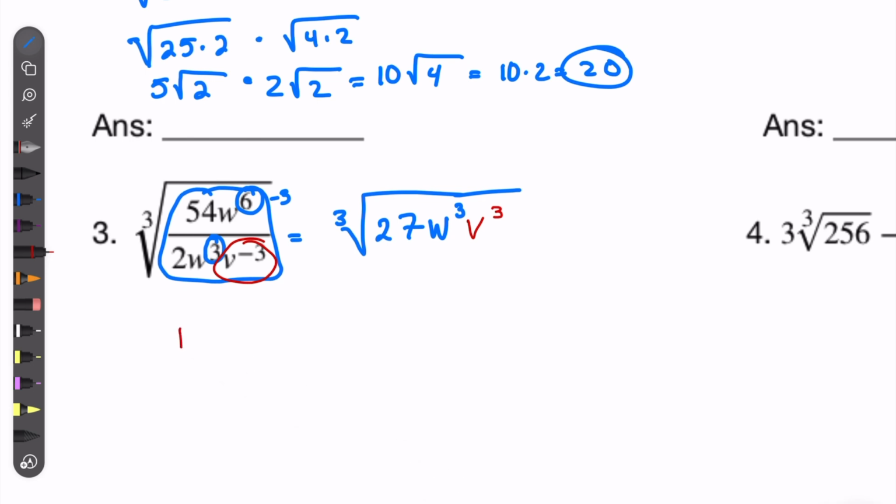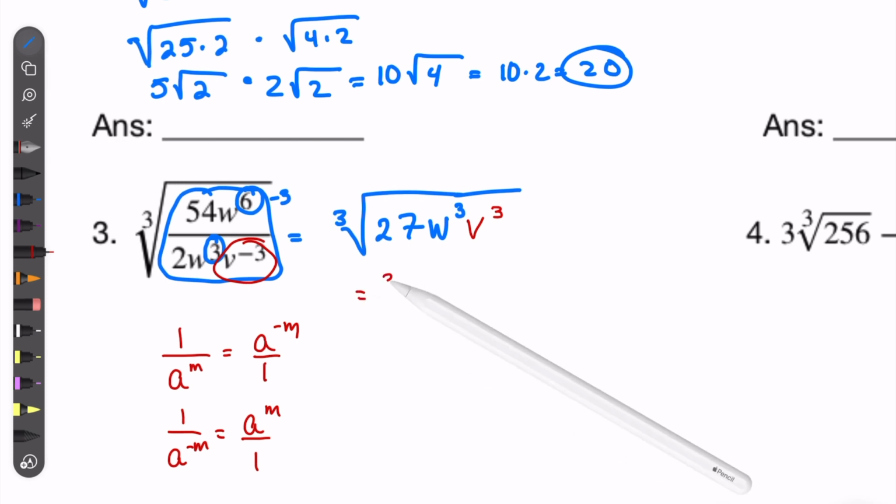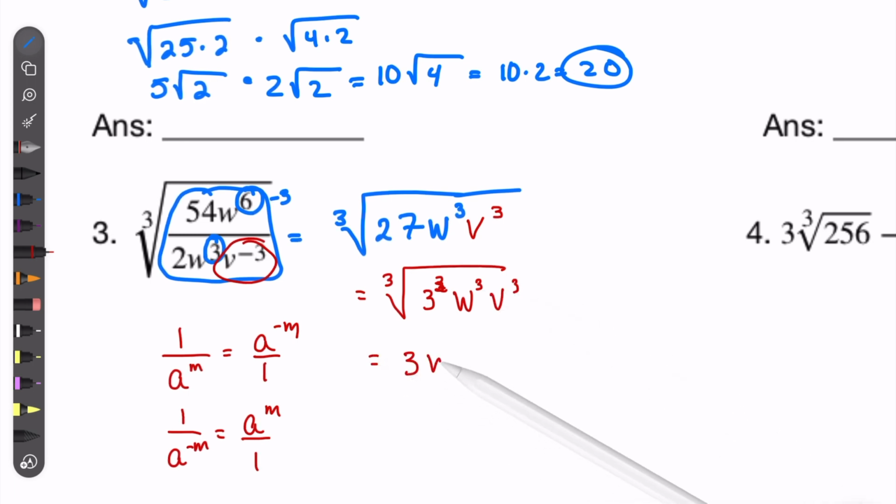So remember, the rule is this: 1 over a to the positive m equals a to the negative m, or 1 over a to the negative m would equal a to the positive m. You're actually doing the reciprocal here, and when you do the reciprocal, you have to change the sign on your exponent. That's what it means to do. And I'm cube rooting stuff, so I'm going to go ahead and write everything as cubed so you can see them all. Like 3 cubed is 27, and w cubed v cubed. So I'm just uncubing all those things, and I get that for my final answer.